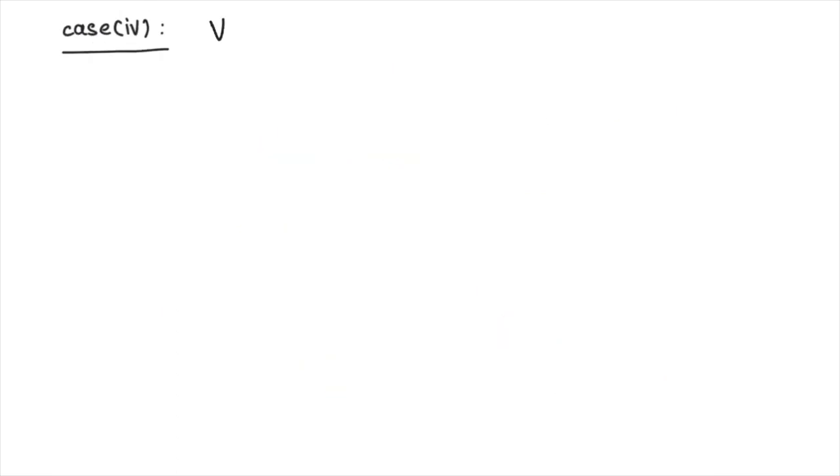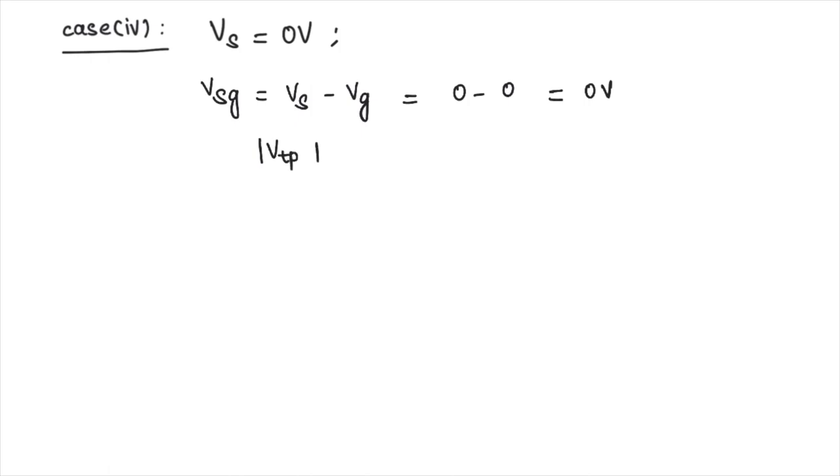For the last case, we are going to consider VS is equal to 0 volt. Writing VSG, we'll understand what is VS minus VG, which is 0 volt, and VG is 0 volt for PMOS to turn on. So 0 minus 0 will be 0 volt. And mod VTP, we know that it is going to be 1 volt. So here we can very well observe that VSG is less than mod VTP because 0 is less than 1. Therefore, the PMOS is in off state and behaves like an open switch, which means it does not allow any input to pass to the drain output. Hence, the drain output will retain the previously obtained voltage, which was equivalent to 1 volt.